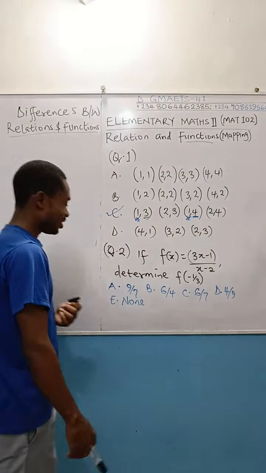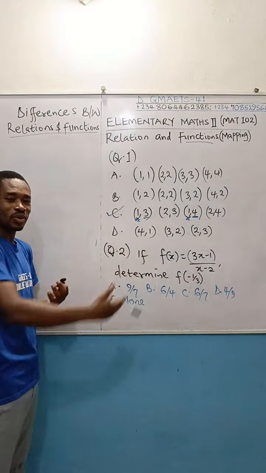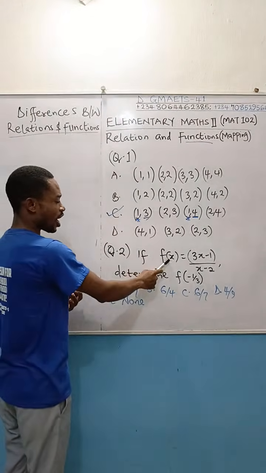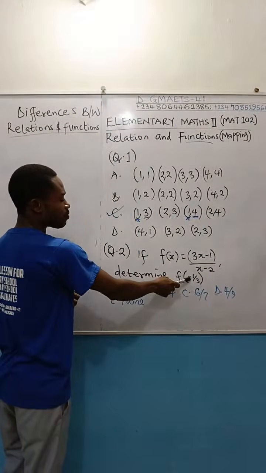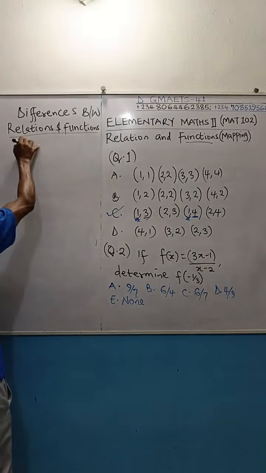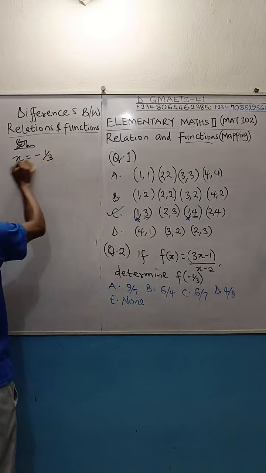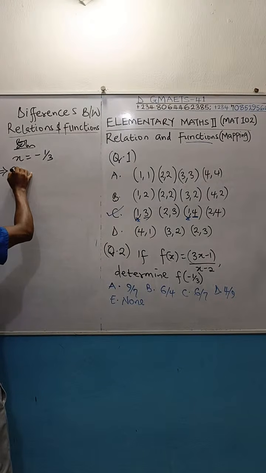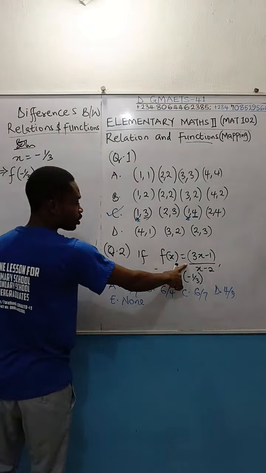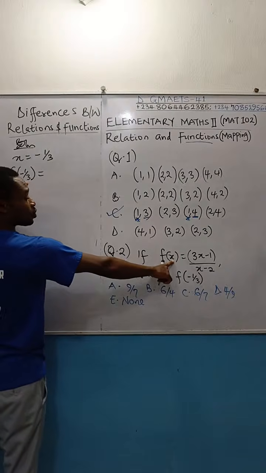Okay? And so if you work on your foundation very well, these things would be 1 plus 1 for you. So f of x is this function. Now find f of minus 1 over 3. It means that x is equal to minus 1 over 3. Solution, x is equal to minus 1 over 3. It implies that f of minus 1 over 3 will be equal to, go to this function, wherever you see x, fix minus 1 over 3.